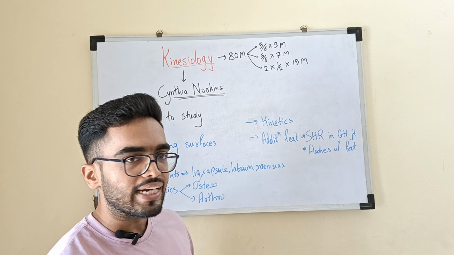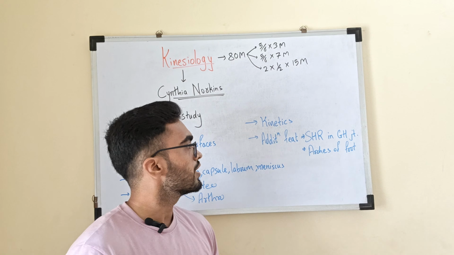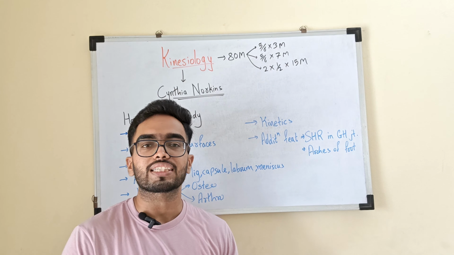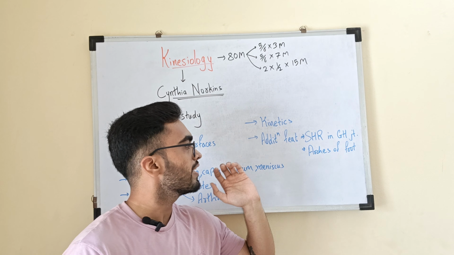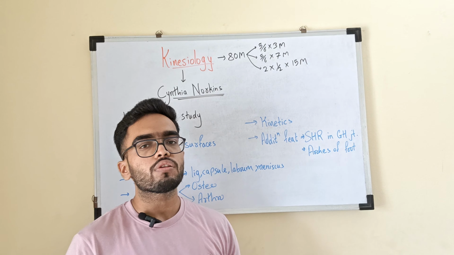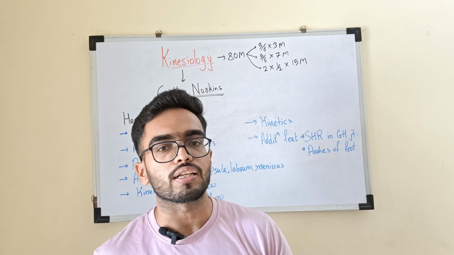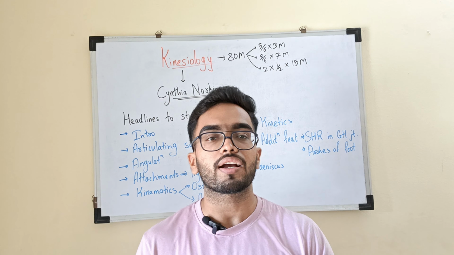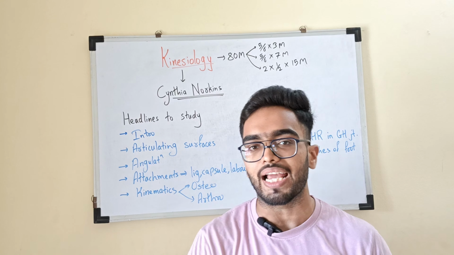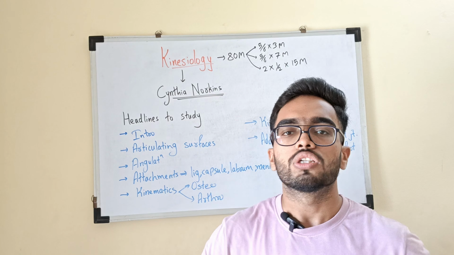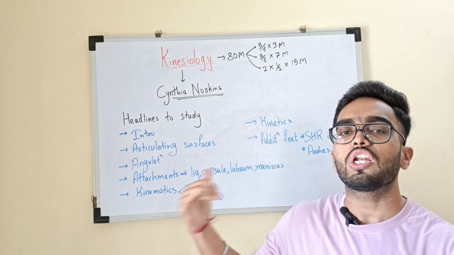Next is kinetics, which is the muscle work. The last is the additional features like the scapulohumeral rhythm in the glenohumeral joint, the arches of the foot. All of this forms your answer for the 15 marker of any joint, and this can be asked individually in 3 and 7 markers also. So this is how you study kinesiology.